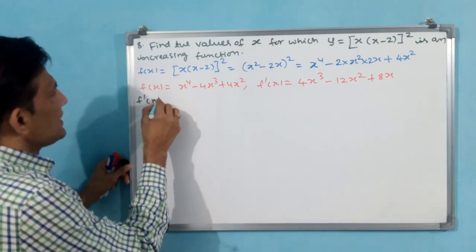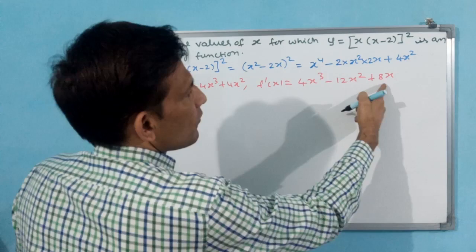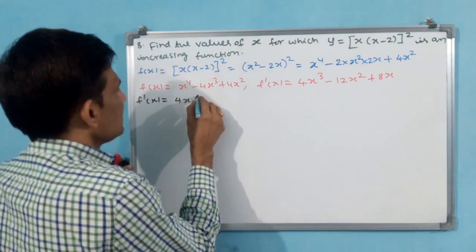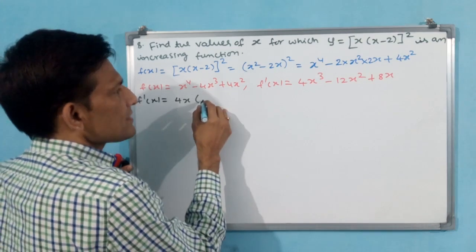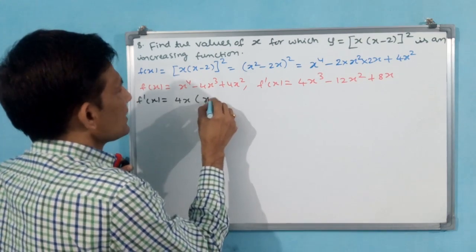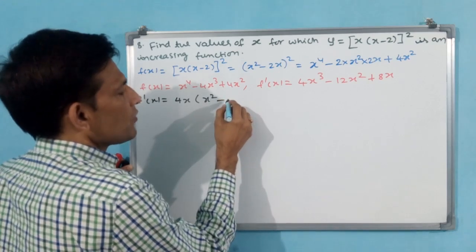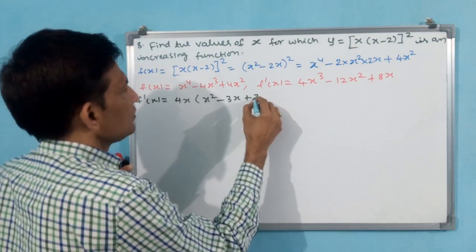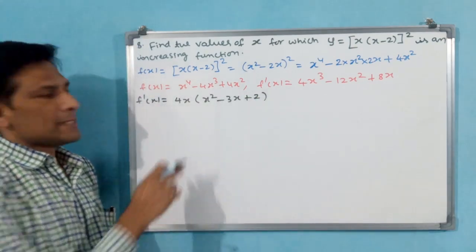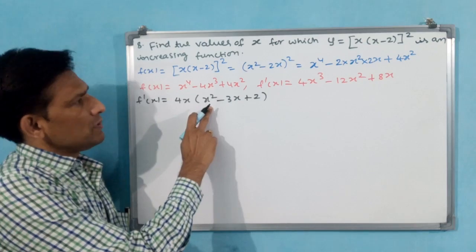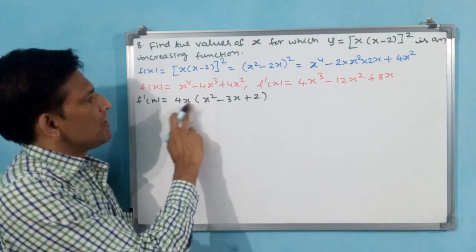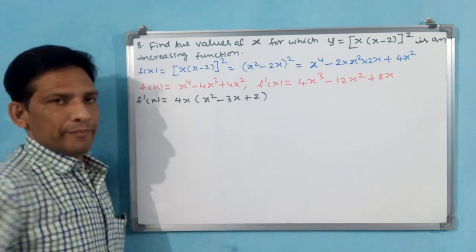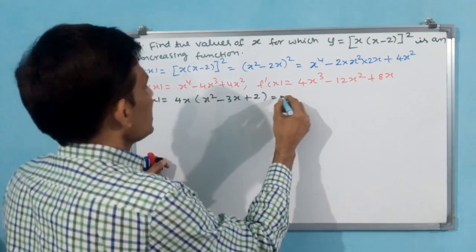Let us do it. f dash x is equal to, 4 I am taking x common. If I take such that 4 is already gone, x square will come, minus 3x will come, plus 2 will come. First you see, 4x cube, 12x square, 8x. Here also you can take factors.